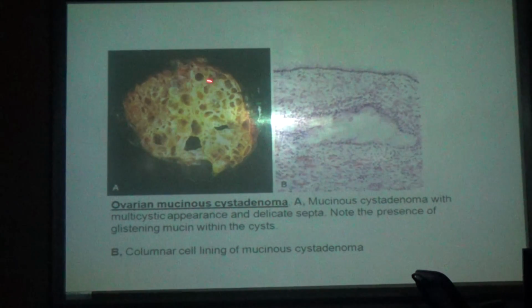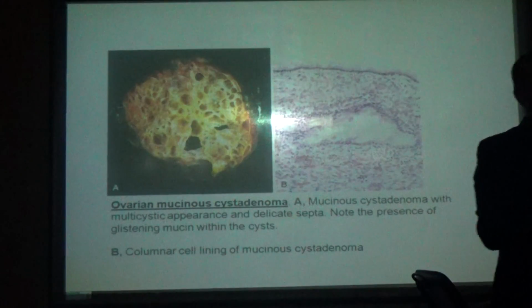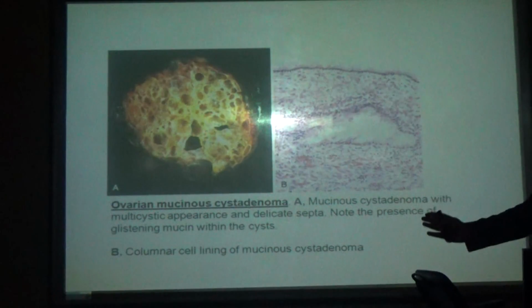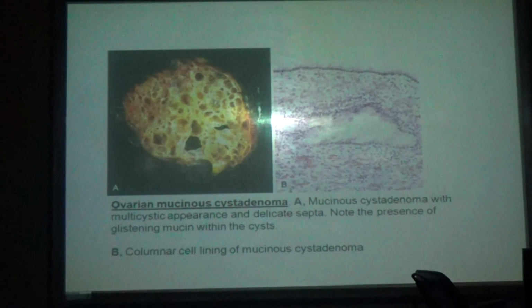Okay. In the ovary there are many neoplasms. Among them, serous neoplasms are more common. But in the Robbins book they have kept the mucinous one, because mucinous is very easy to pick up. These are the cystic areas you are seeing here; if you see in the laptop you can pick it up. This is the mucinous area. It's a mucinous cystadenoma with a multicystic appearance and delicate septa. In between the cysts you can see the delicate septa. Note the glistening mucin within the cyst.